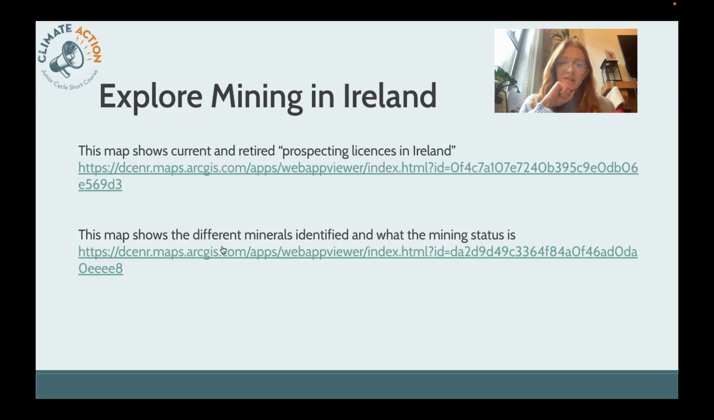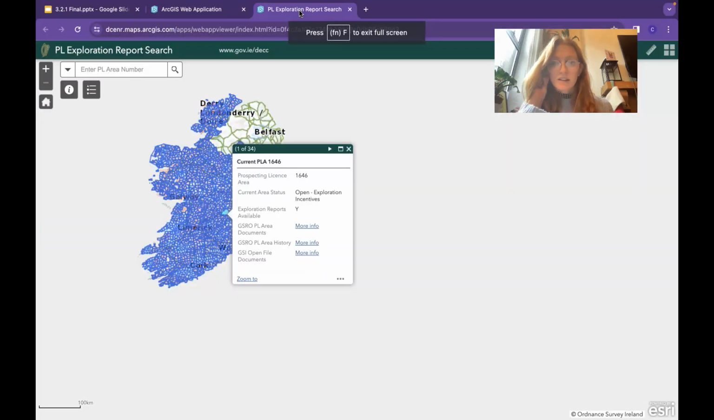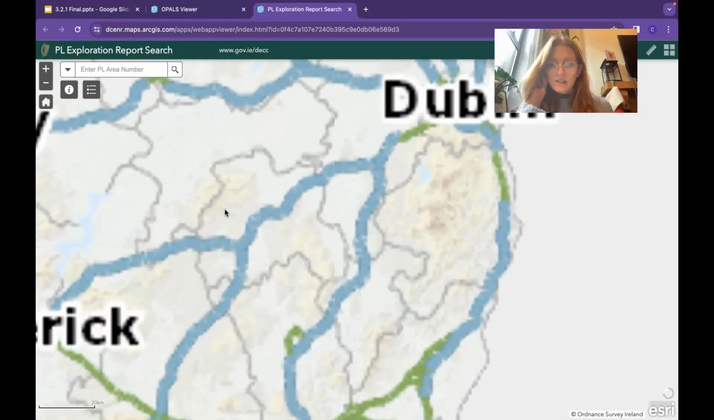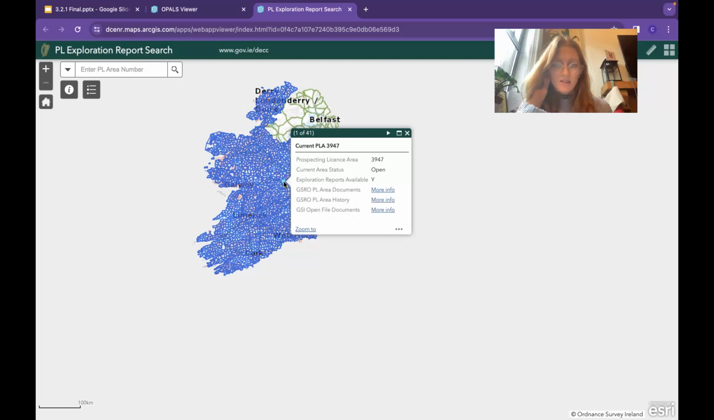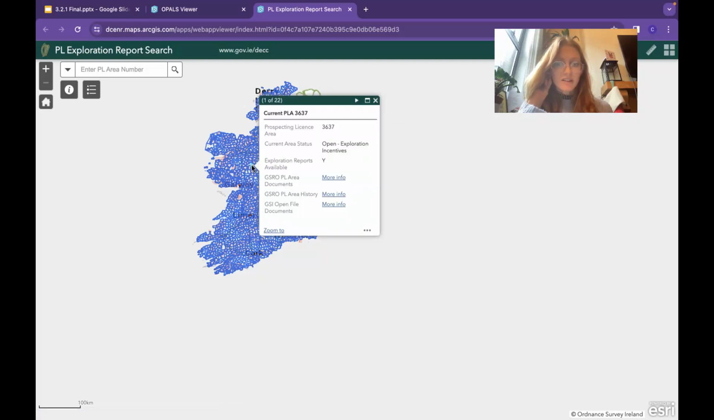There are two maps. Mining Ireland is a website which has all information about mining in Ireland. There's two maps where you can bring your students in and look at, so this one is about the different licenses in Ireland. So you can see there's licenses all over the country. If you click on one, you can see, here in the Midlands, it's open. You can look at information about it. This one's open. There's exploration incentives, so they want people to go explore there.